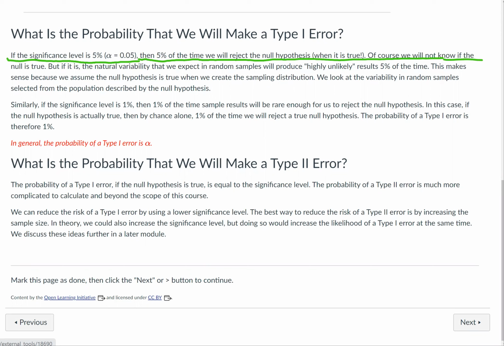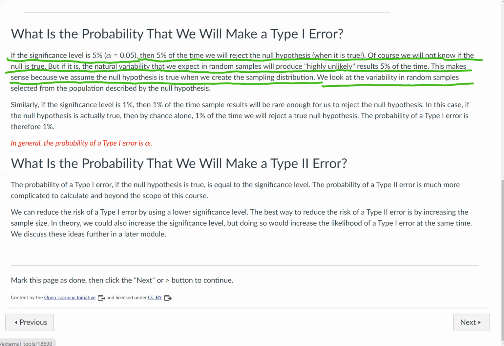Of course, we will not know if the null is true, but if it is, the natural variability that we expect in random samples will produce highly unlikely results 5% of the time. This makes sense because we assume the null hypothesis is true when we create the sampling distribution. We look at the variability in random samples selected from the population described by the null hypothesis.